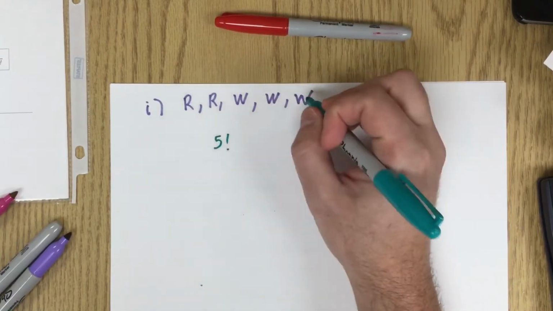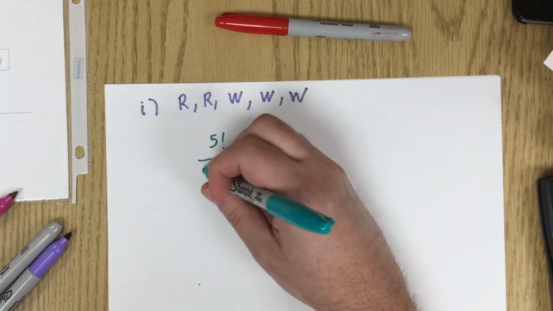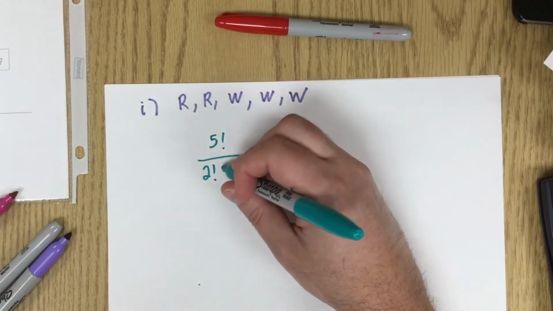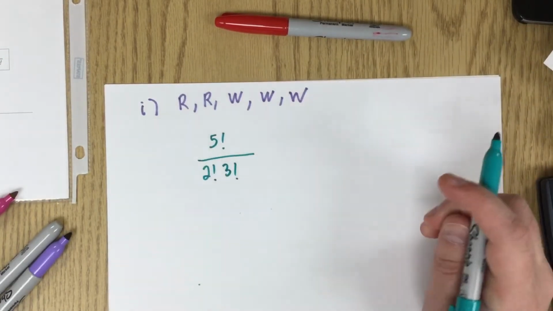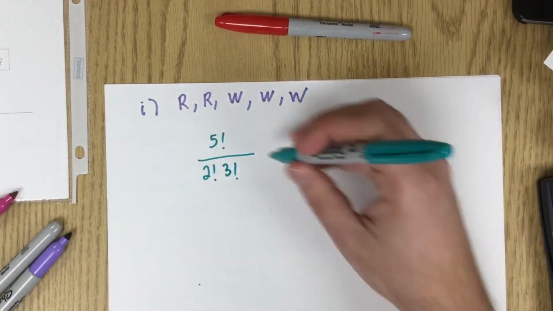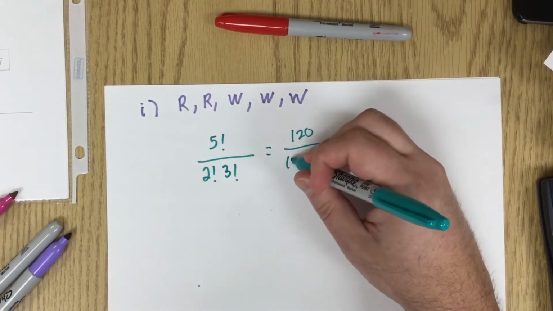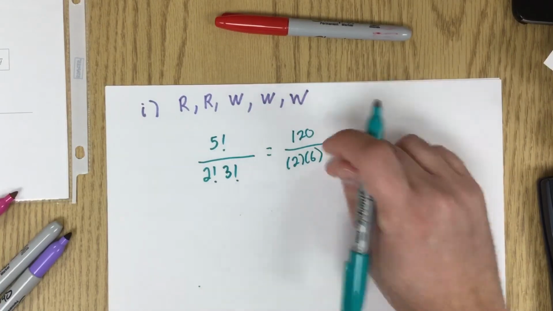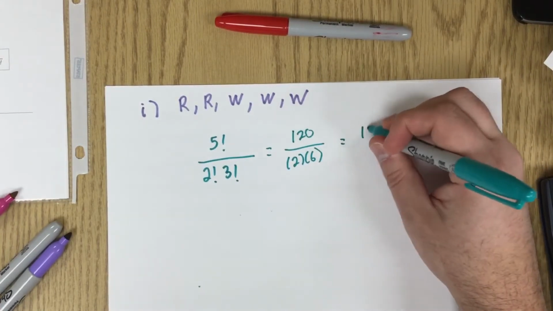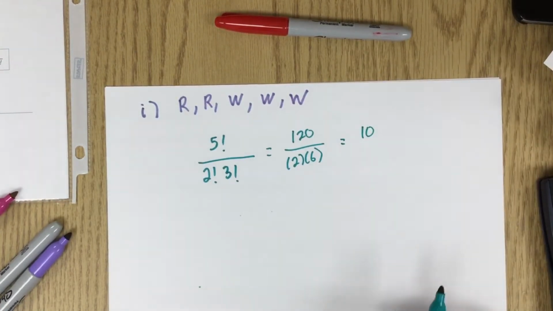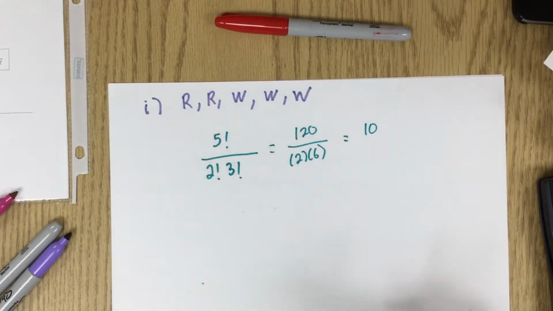So there's 5 factorial ways of lining them up. There's 2 factorial ways of organizing the reds. 3 factorial ways of arranging the W's that all look the same. So that's going to be 120 over 2 times 6. 120 divided by 12. So there's 10 different ways of arranging 2 reds and 3 white marbles.